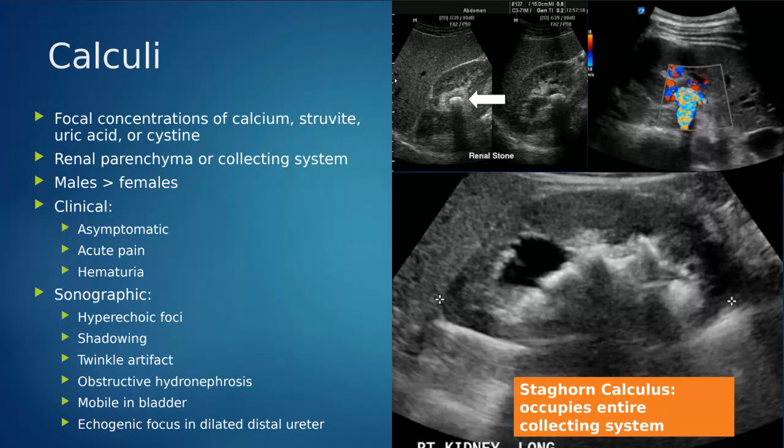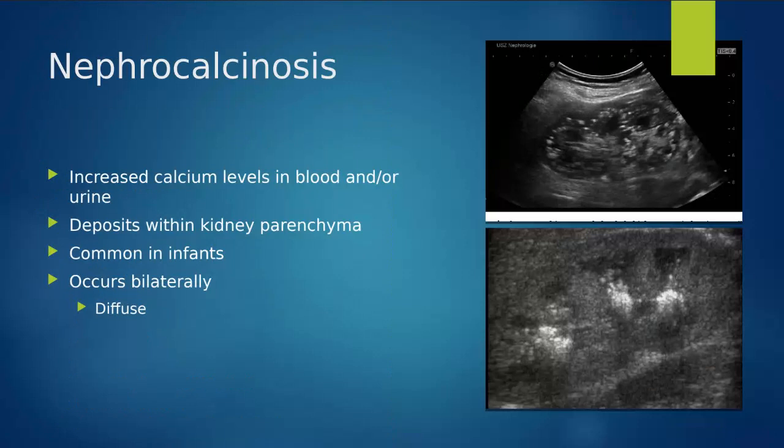So our two pictures up here, beautiful, nice stone, right? Beautiful twinkle artifact. Staghorn calculus is that entire thing. So you're not passing that stone. Surgically, they will go in and remove that stone. They're not lasering that stone. You're not passing that stone. So they're pretty neat. And even if you Google it, it's a really cool thing to see the actual shape of a staghorn calculus and how it represents filling the entire collecting system.